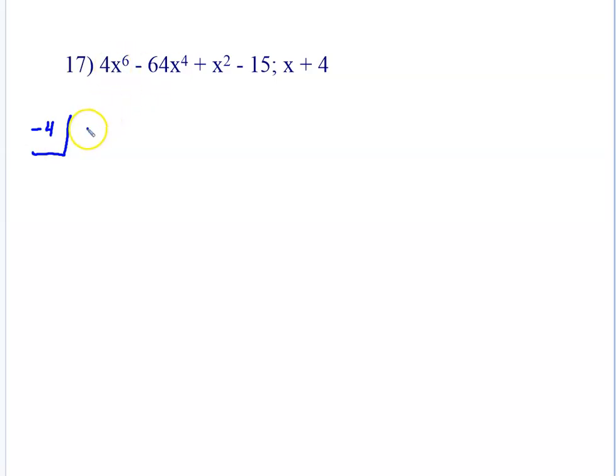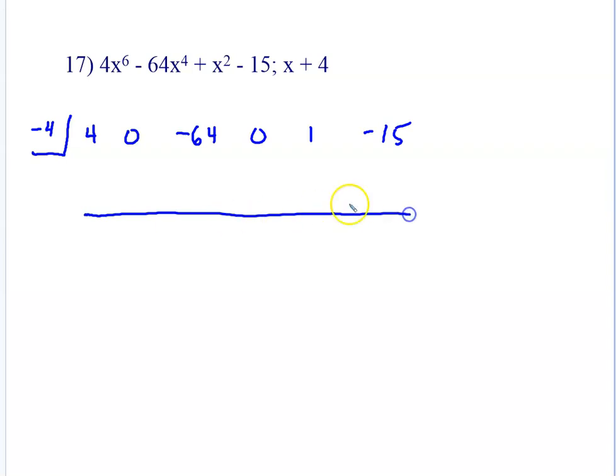To the right of that, I'm going to list out 4. Notice I jumped over the x to the 5th, so I'm going to plug in 0, -64. There's no x to the 3rd, another 0. Coefficient 1, constant -15. Leave a space, draw a line, bring down the 4. 4 times -4 is -16.